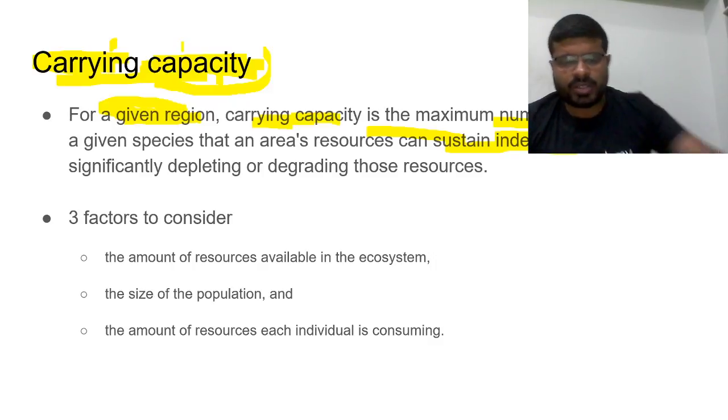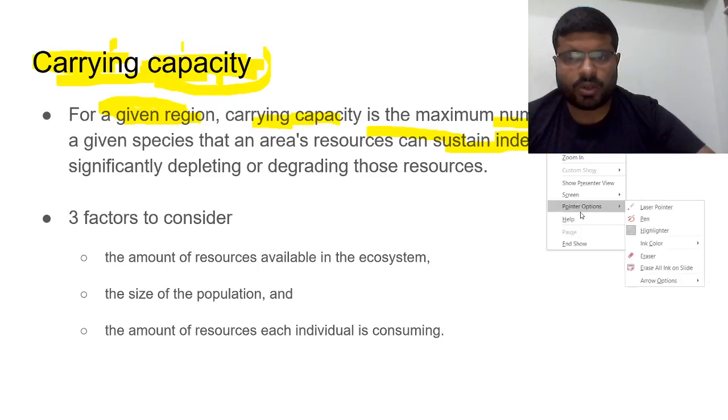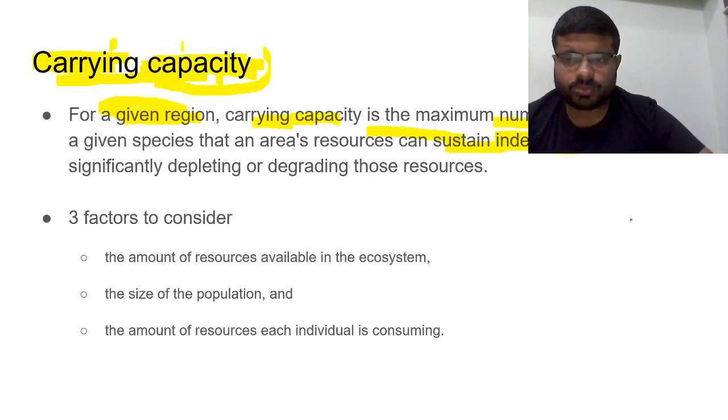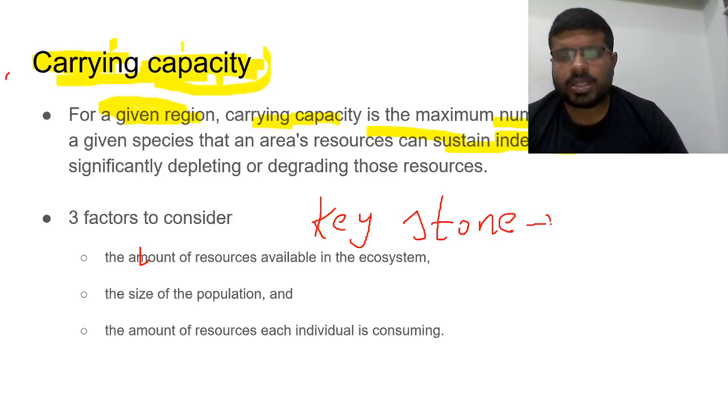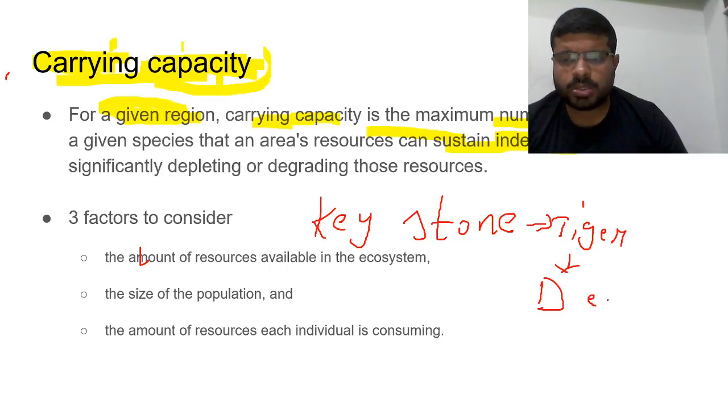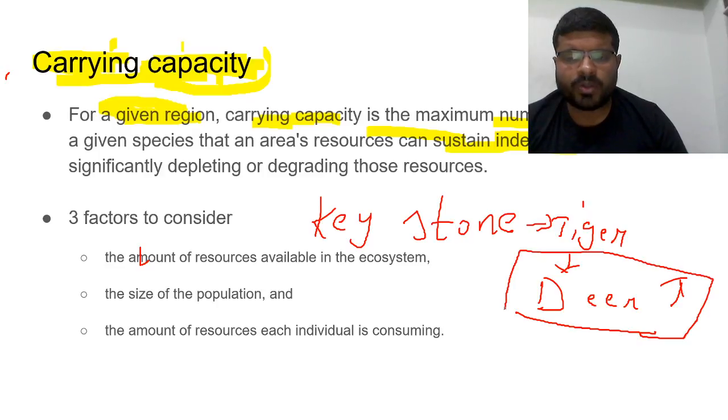Sir, for example, as we have discussed in the previous classes, the concept called keystone species. So what happens with a keystone species? If the tiger's population reduces, the deer population increases. If this increases, it leads to herbivore growth. Wherever top level predators are reducing, herbivore growth will increase, leading to death of plants and animals and degradation of the ecosystem.